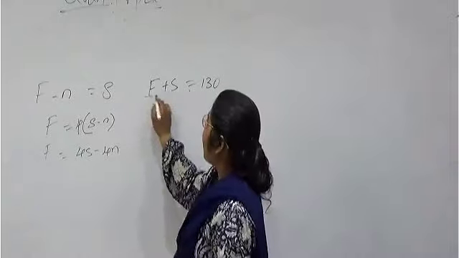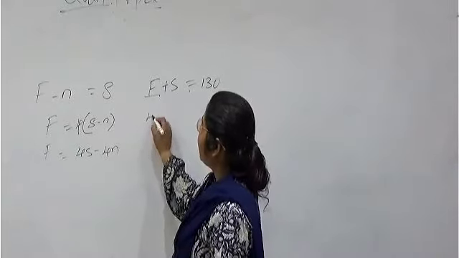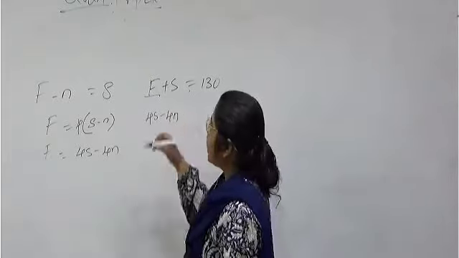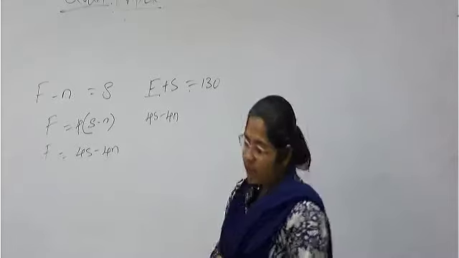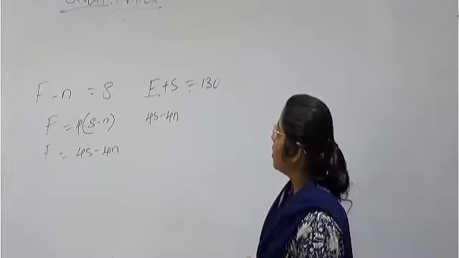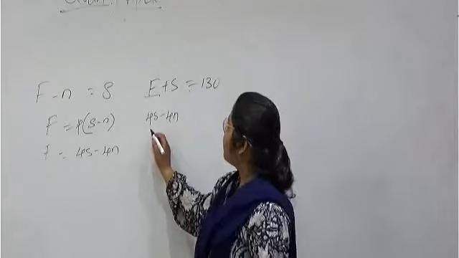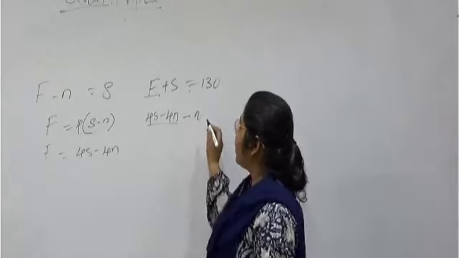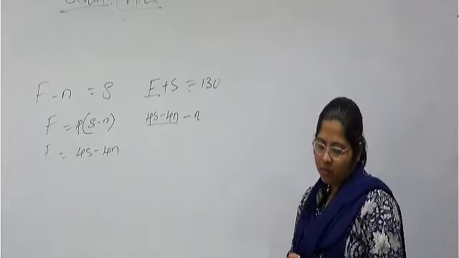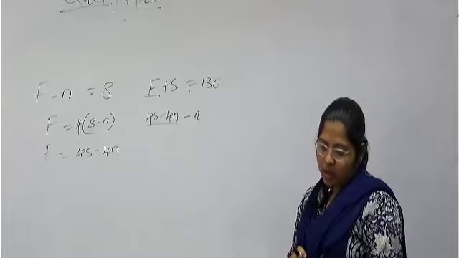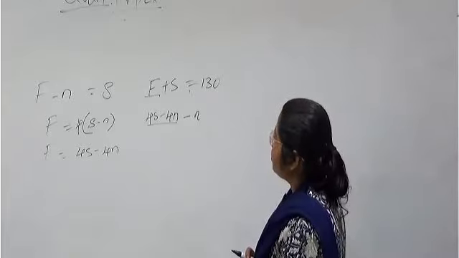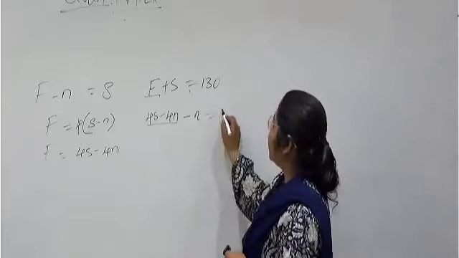Substitute n value here. F in terms of n is what? F is 4S minus 4n, and S I can write as what? S in terms of n. F minus n. Yes or no? Can I write here minus n? Can't I write that? Yes, in terms of n. How much is that? 130.